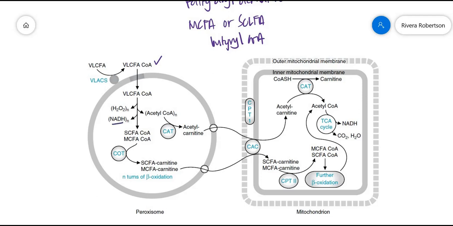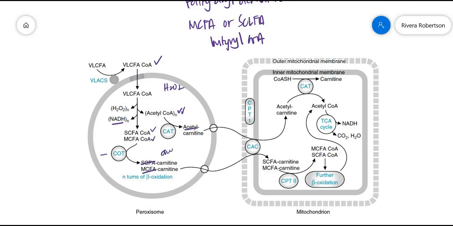Kasi di ba yung FADH2 kanina, nag-transfer ka din papunta ng molecular oxygen leading to the production of hydrogen peroxide. Ngayon, upon the beta oxidation of your very long chain fatty acids, you are producing acetyl-CoA and short chain fatty acyl CoA and medium chain fatty acyl CoA. Now, COT stands for carnitine octanoyl transferase, and then CAT stands for carnitine acetyl transferase. So, anong ginagawa nila? They transfer your fatty acyl moiety into the carnitine.